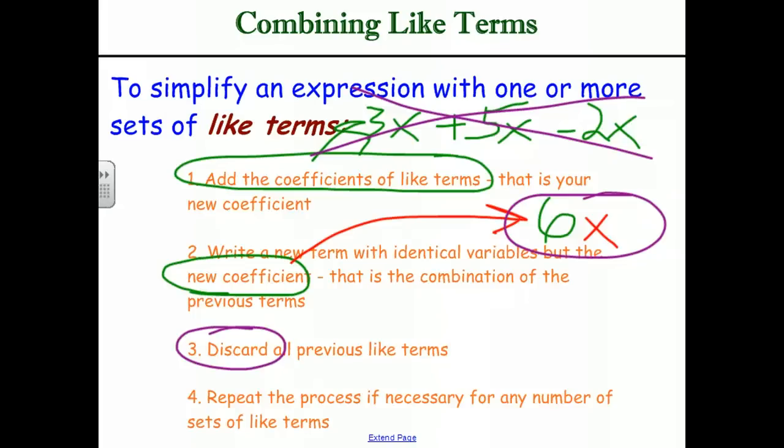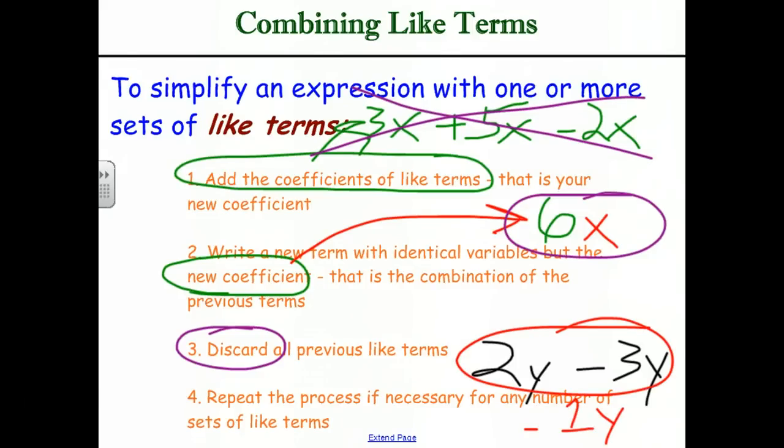Repeat the process if necessary. Maybe we have 2y minus 3y. If we have 2y minus 3y, we have 2 minus 3, which is negative 1. Negative 1y is our new term. Take the previous terms and throw them away, and all we're keeping is negative 1y.